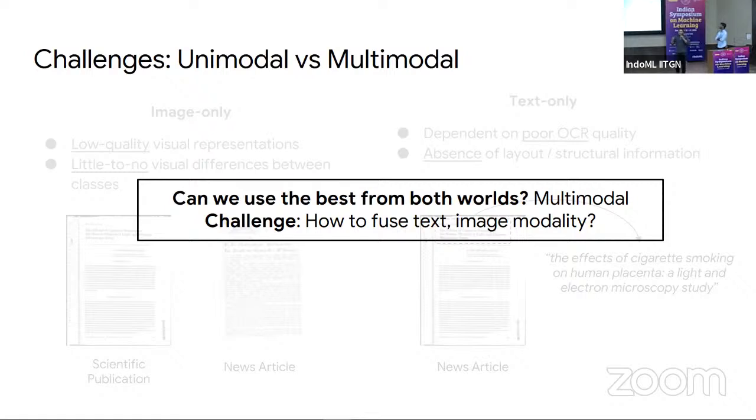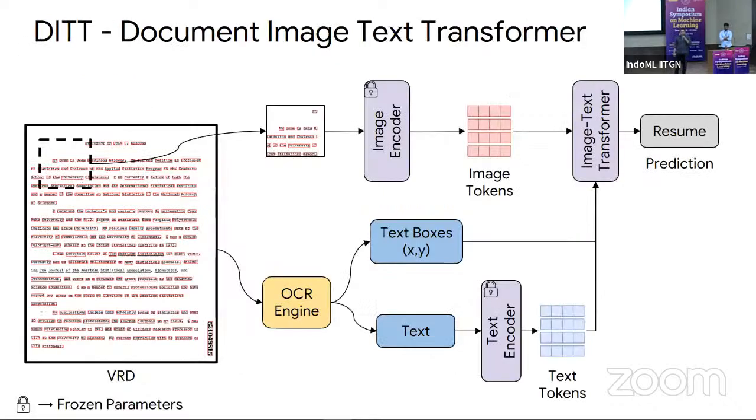But one inherent challenge in this space is how can we effectively fuse two unrelated modalities? For example, image and text, which are totally unrelated, how can we fuse them effectively in order to have a good classification pipeline? So to this end, we propose a document image text transformer, DIDT. The flowchart shown here represents our stage-by-stage pipeline.